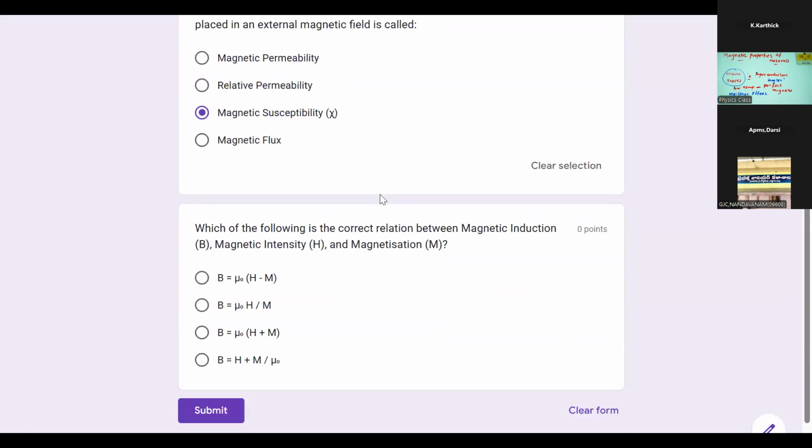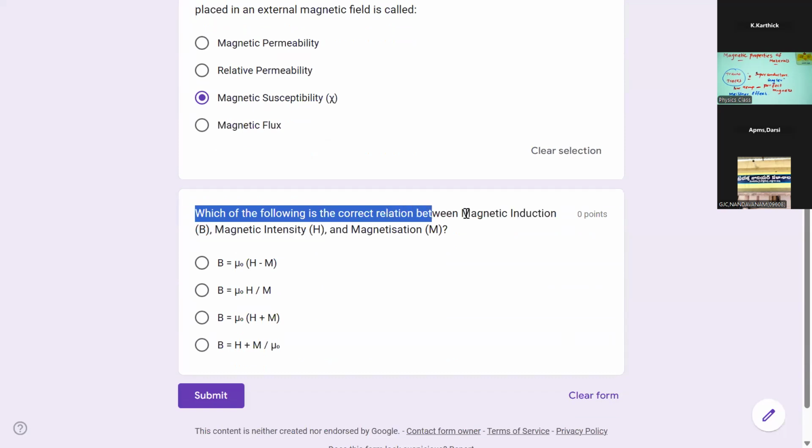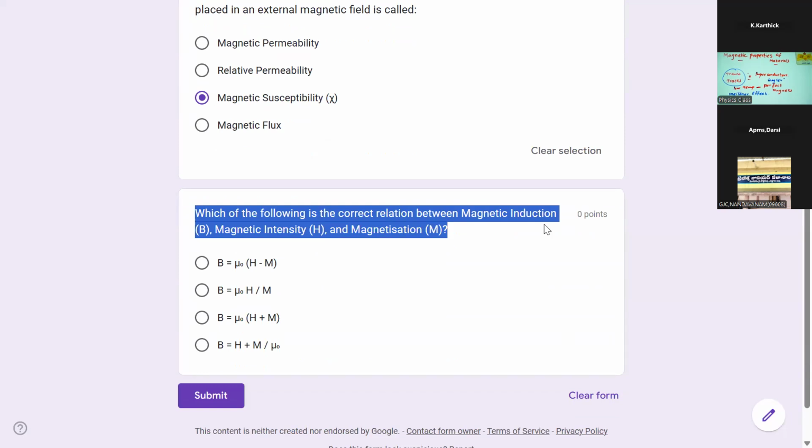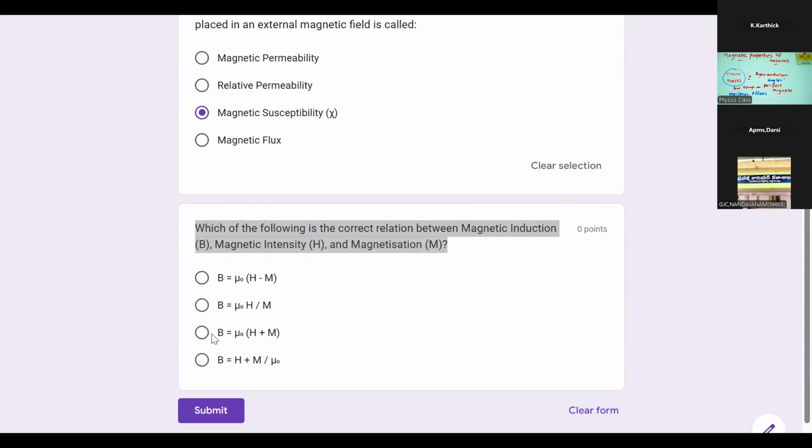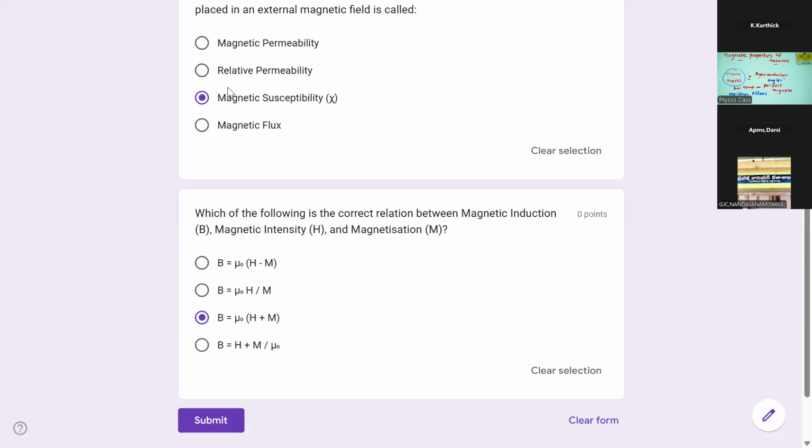magnetic field. Correct. And the final one: which of the following is the correct relationship between magnetic induction B, magnetic intensity H, and magnetization M? Which one is correct? Yes, very good. Option C is the correct answer. B equals mu naught times H plus M.